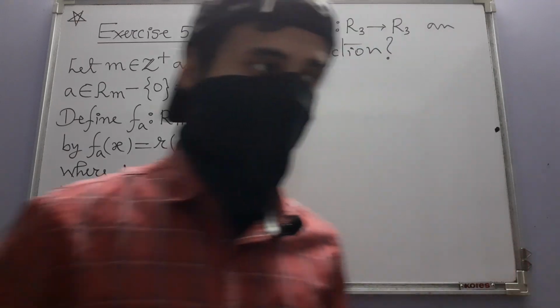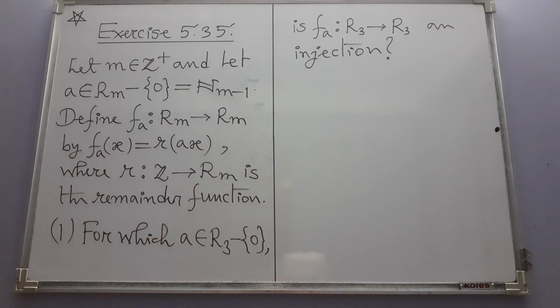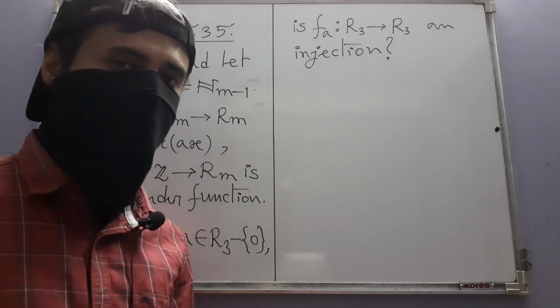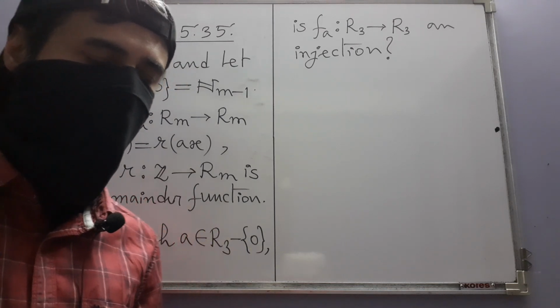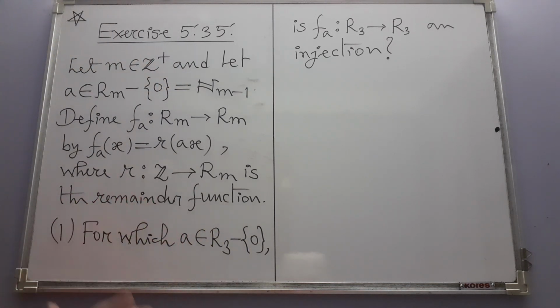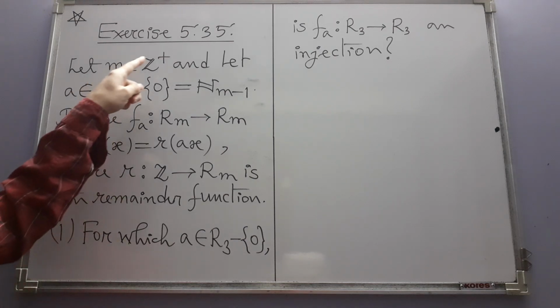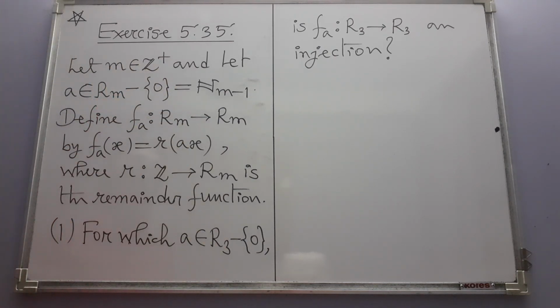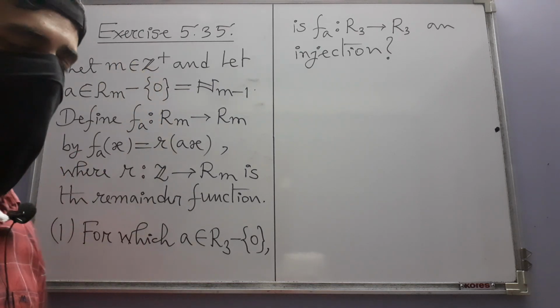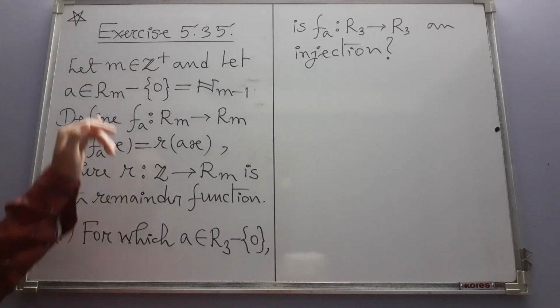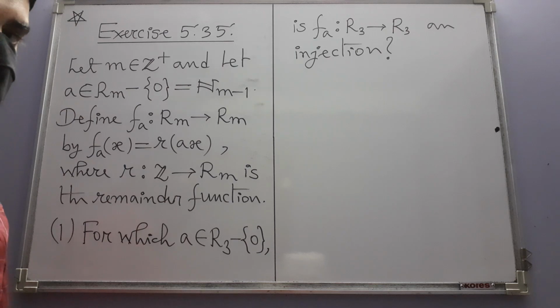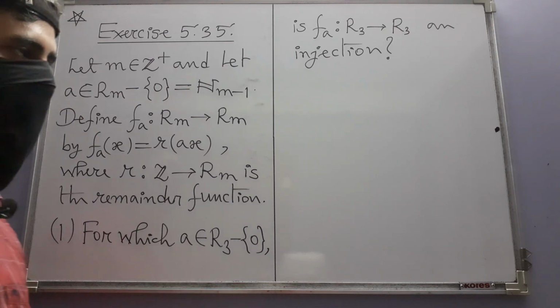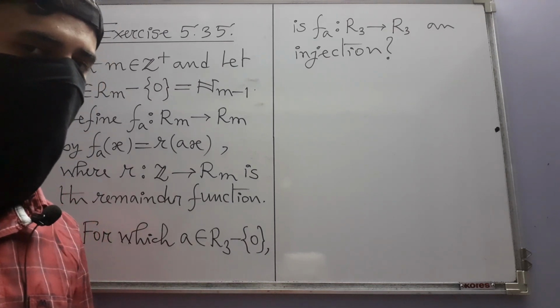Okay, so let's see this exercise now. It looks like it's jam-packed with notations. Let's try to understand what the things mean. Z plus, of course, or Z plus, however you want to call it, is the set of positive integers. So that means m is a positive integer. M is some positive integer. Say m may be 1 or 2 or 100, anything.